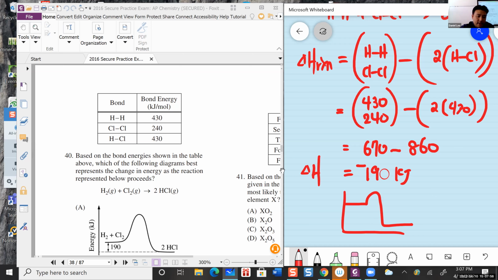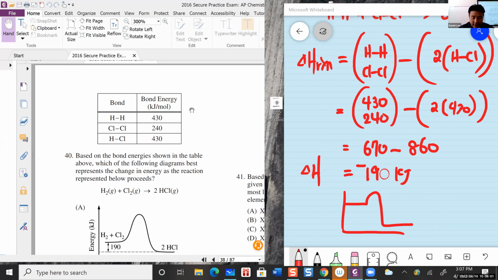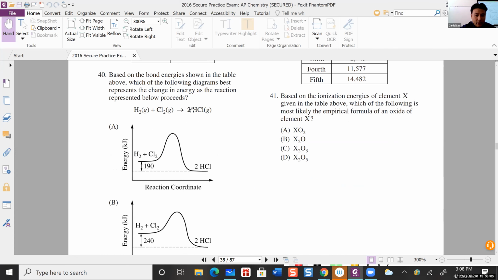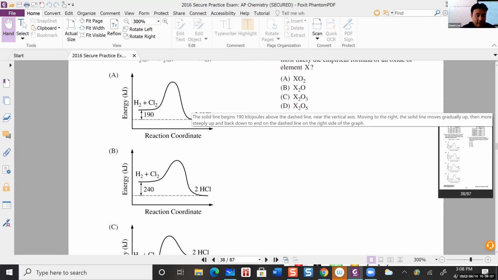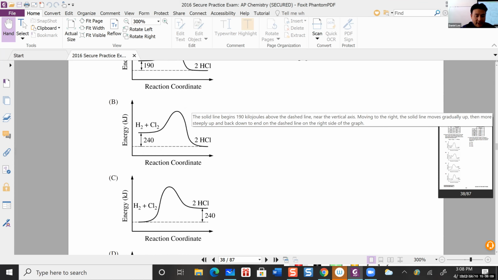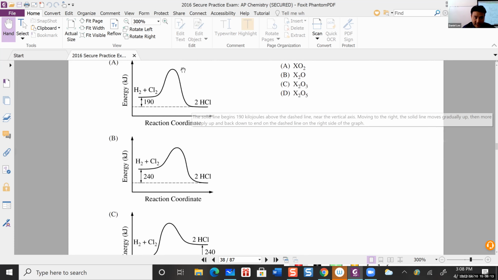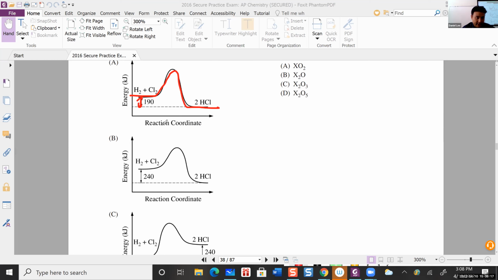Okay. So which graph is exothermic? And delta H is 190, right? So I'm looking at choice A, right? That's the answer, all the other ones are wrong. A is literally a step down, so it's exo, and 190 is the delta H, okay?